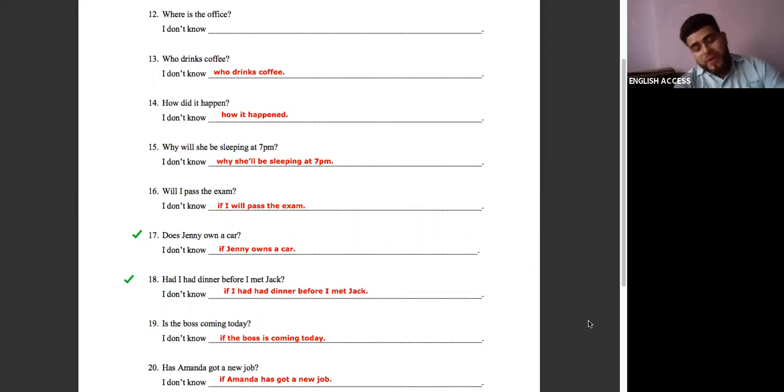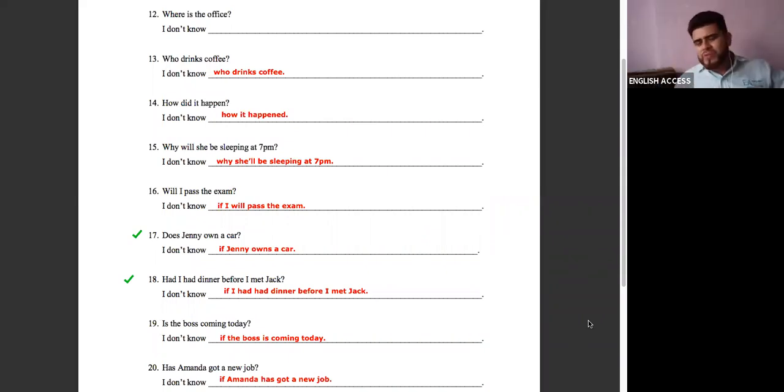Okay. That would be correct. But they want us to use the verb own, which is practically the same thing. Own and has, it's the same thing in this context. All right. Cool, cool.